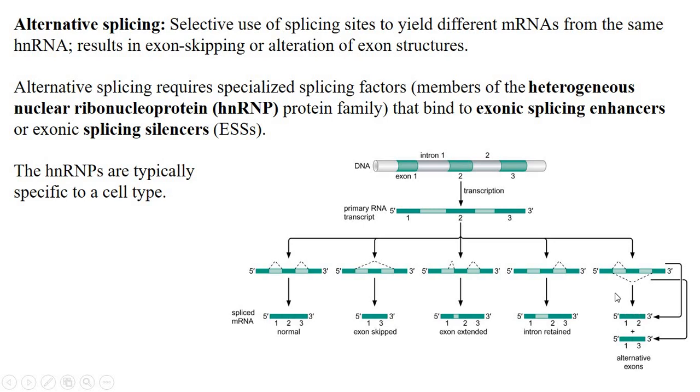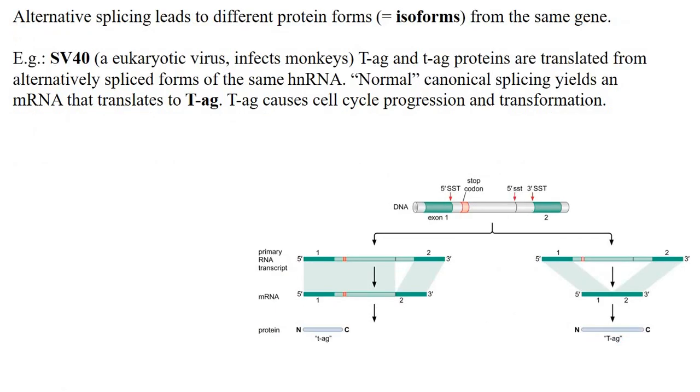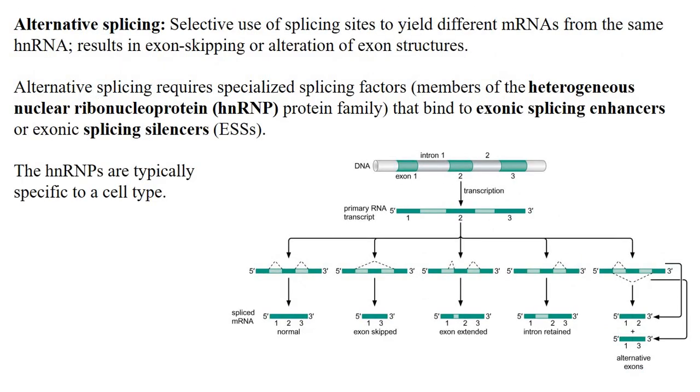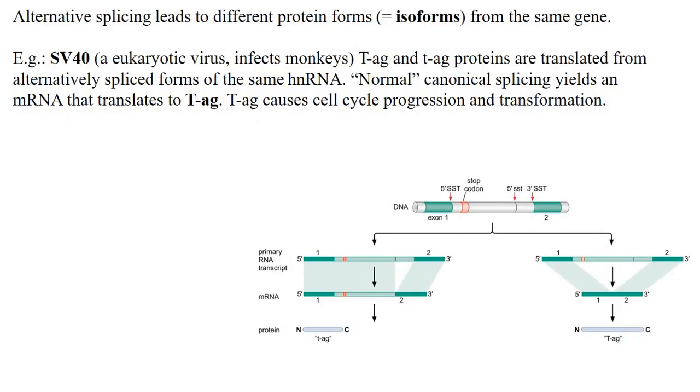Alternative exons, where you have either 1 and 2, no 3, or you have 1 and 3, no 2. So these can be 2 different splicing variants of the same gene. Okay. So this alternative splicing leads to different protein forms. These are called isoforms of the same genes.